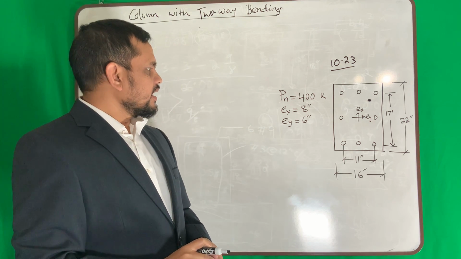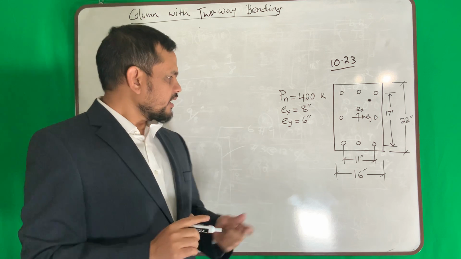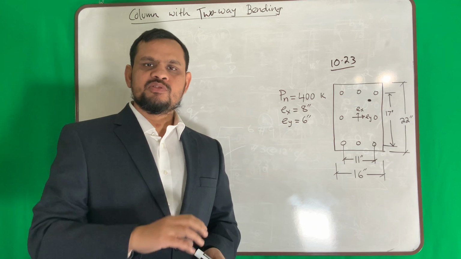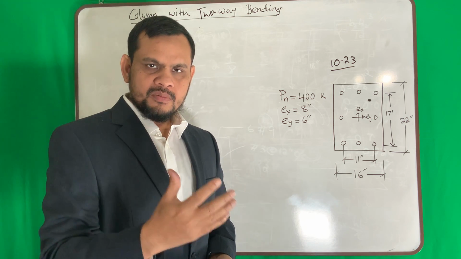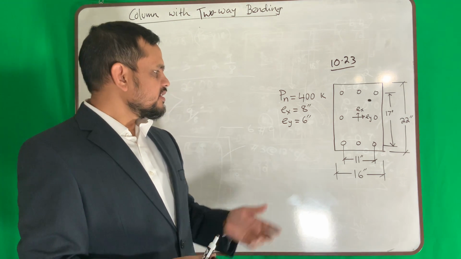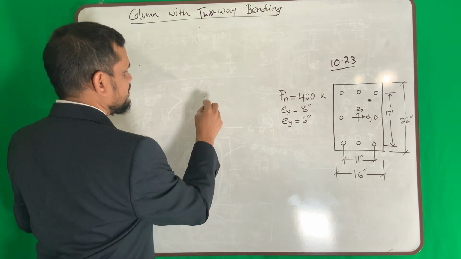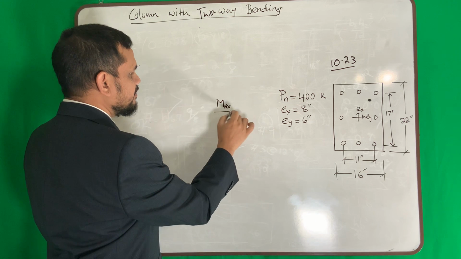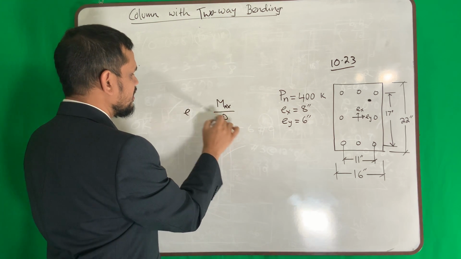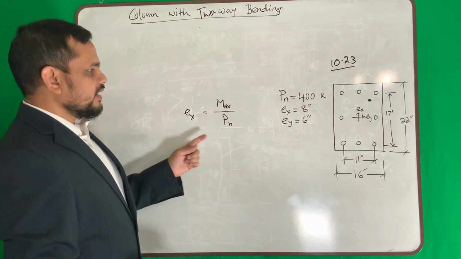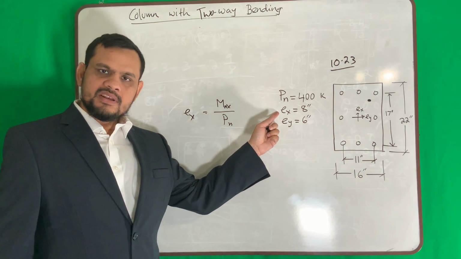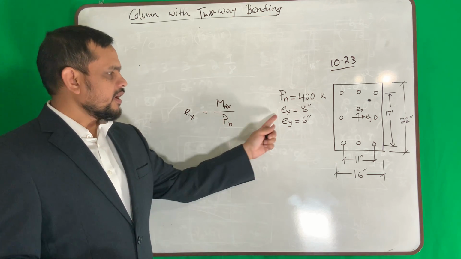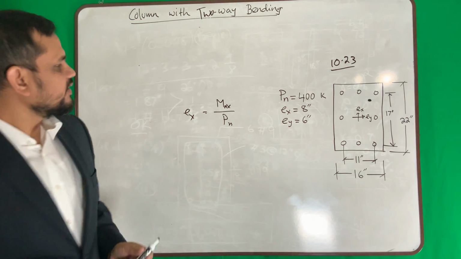Again, sometimes you might be given eccentricity, or sometimes you might be given moment. If moment is given, say if moment about x-axis is given, Mnx, then divided by Pn, you will get ex. So sometimes eccentricity is given, sometimes moment is given. So based on the situation, you can find your e. Okay, that is a different story.